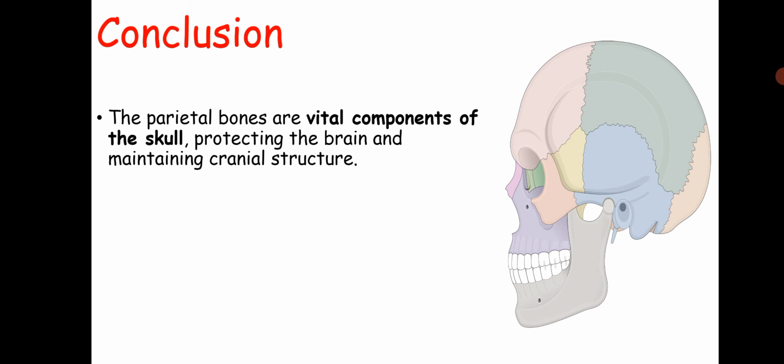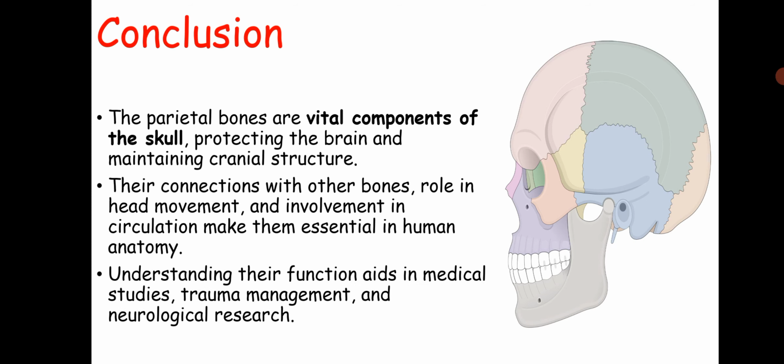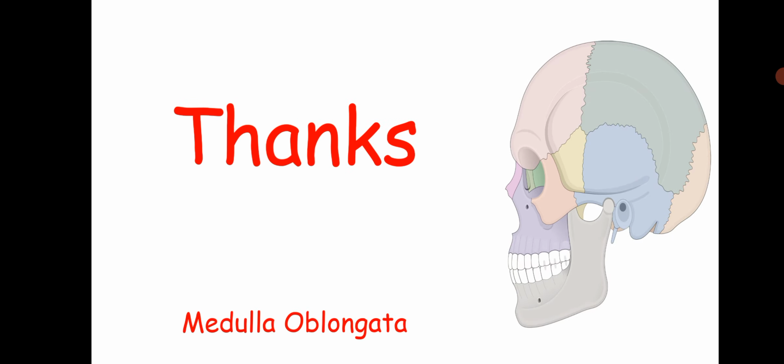Now let's talk about conclusion of this lecture video. Parietal bones are a vital component of skull, protecting the brain and maintaining cranial structures. Their connection with other bones, role in head movements, and involvement in circulation make them essential in human anatomy. Understanding their function aids in medical studies, trauma management, and neurological research. And this was all about parietal bone.